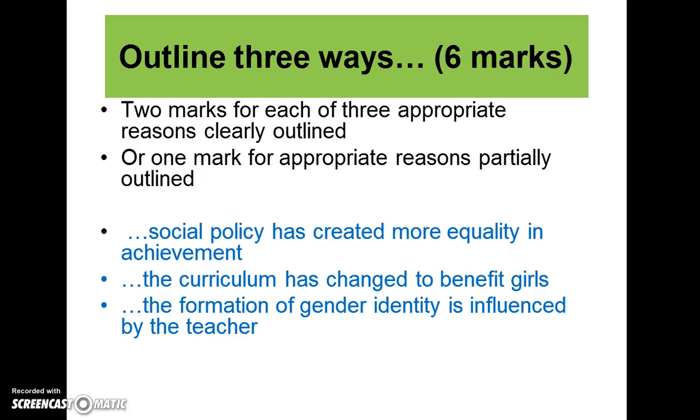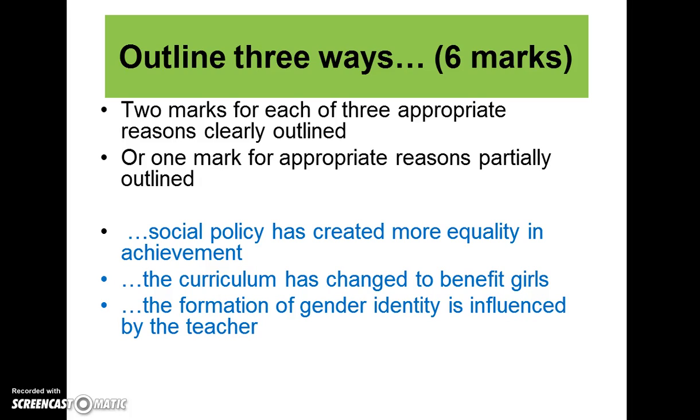The next type of question is your 6-mark question, and this is asking you to outline 3 ways. So you get 2 marks for each of 3 appropriate reasons clearly outlined. This is 3 different reasons. They can't be similar, otherwise you may lose marks. Or you get 1 mark for just an appropriate reason that's partially outlined. So you haven't really said what it is, but you've stated it. You do not need to write more than about a line or 2 for each one. It's not a paragraph, it's not a discussion, it's simply stating those 3 ways and giving some depth to that.